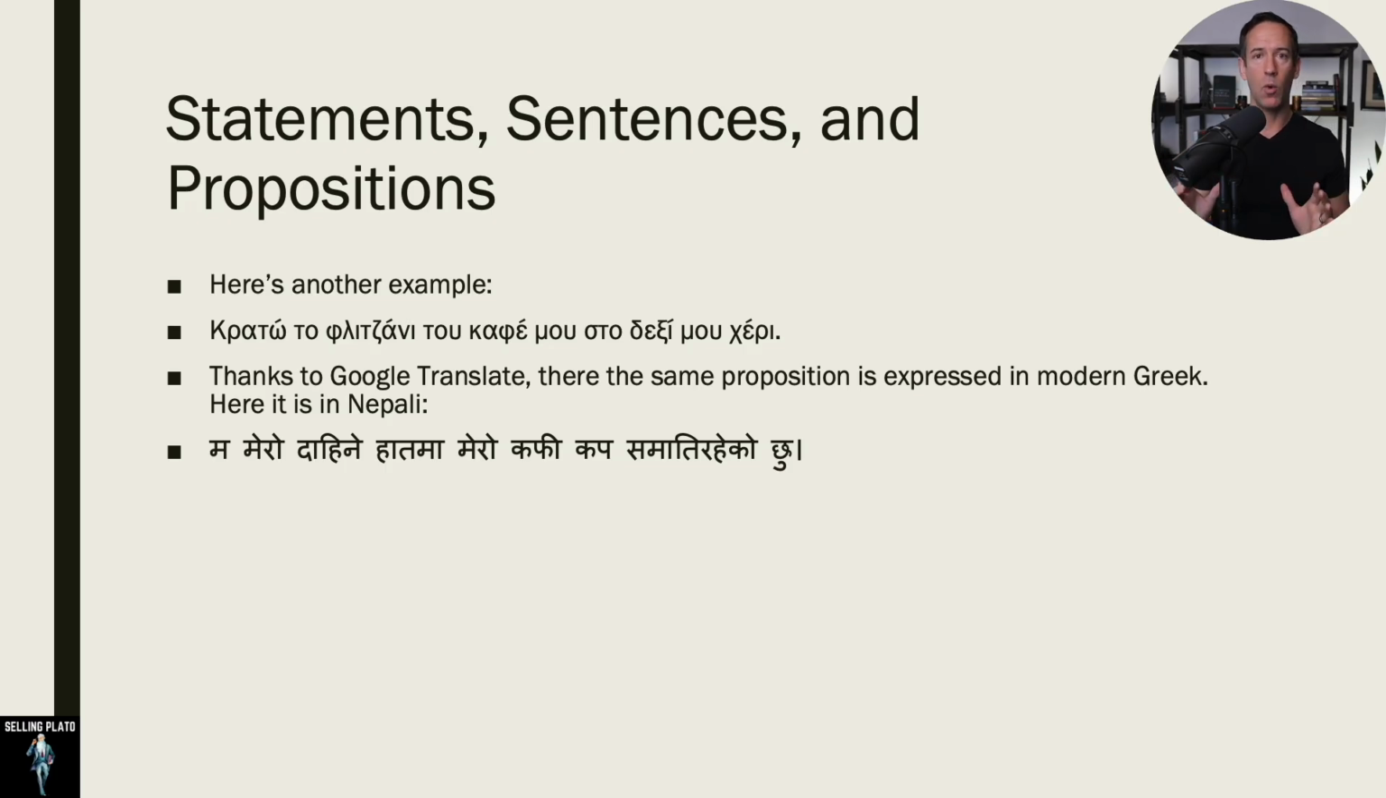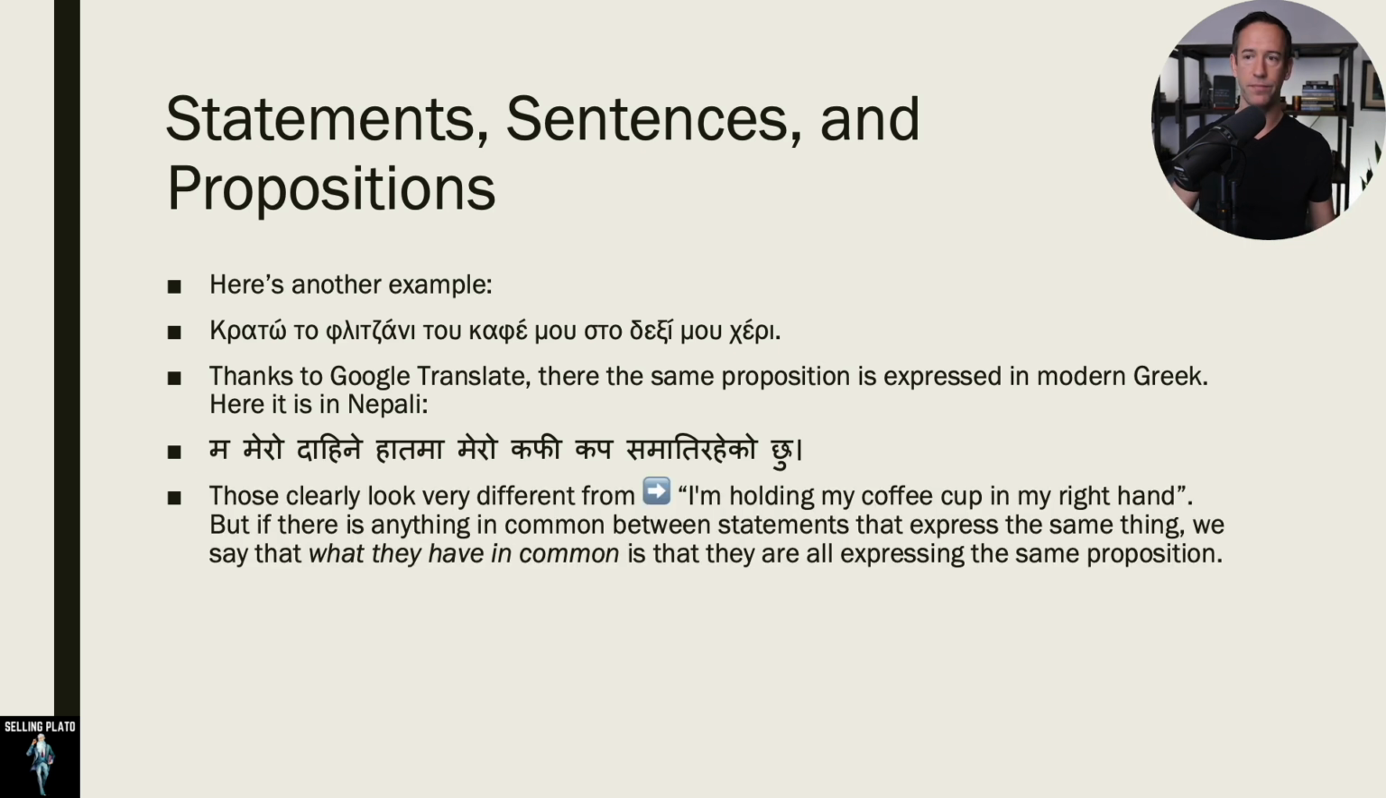So this is how we want to talk about the similarities and differences within language. Those things up there, those look different, right? Visually, physically, those are different things. They look very different from "I'm holding my coffee cup in my right hand," that's the English expression that we started out with. But if there is anything in common between statements that express the same thing, it's not going to be the visual appearance. It's not going to be like word order or something like that. We say that whatever those things have in common is that they are all expressing the same proposition.